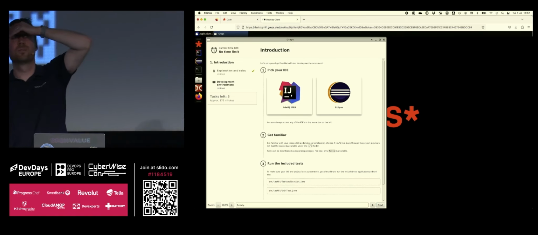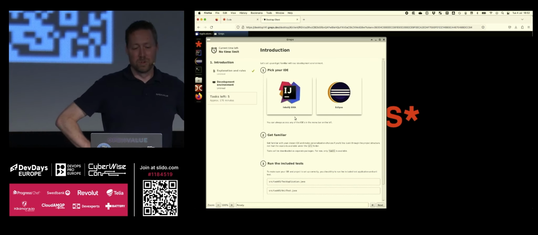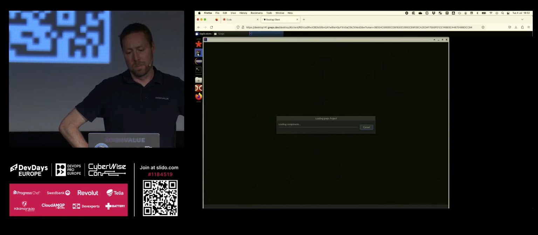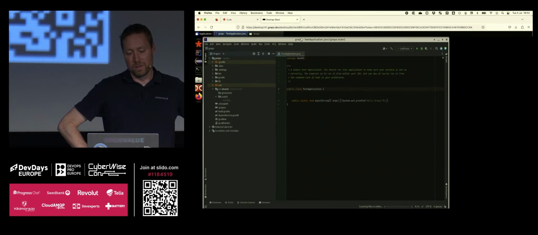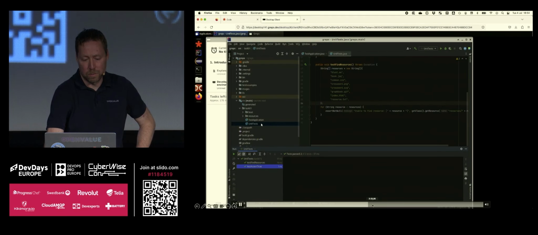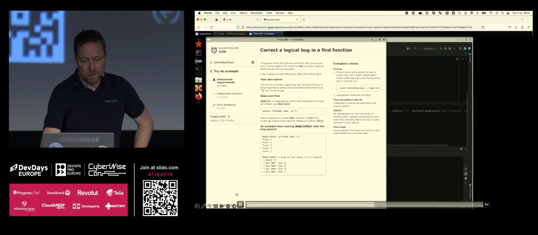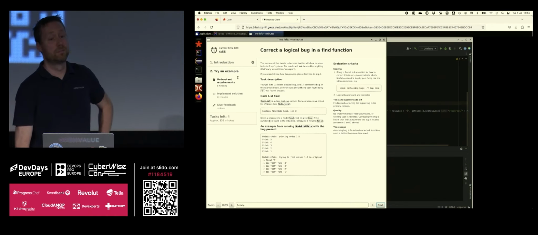Who is using Eclipse here? One person. Okay. Most people are using IntelliJ nowadays, I think. You check out if you can work with it, and if it all goes well, you run a few tests here, and then we go to the first task, which is correcting a logical bug in the find function.